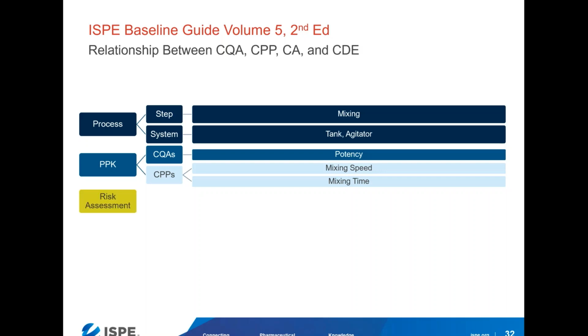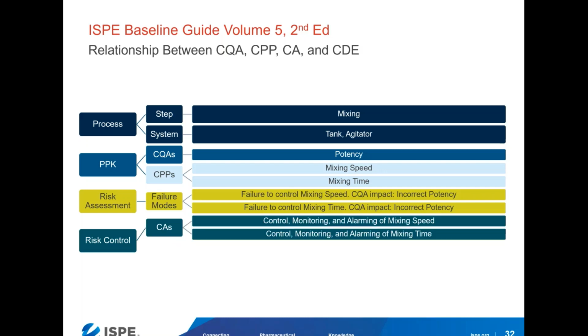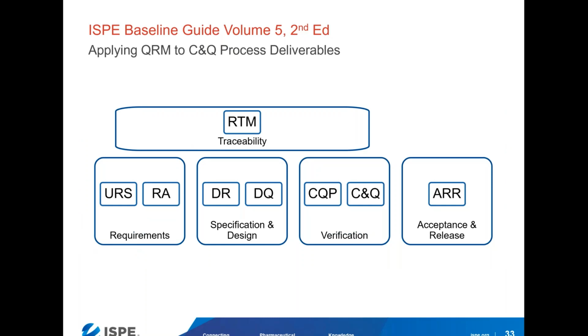We then perform risk assessment, and we identify failure modes for those critical process parameters. So failure to control mixing speed or failure to control mixing time would lead to the same CQA impact, which is incorrect potency. We then apply risk control and identify critical aspects, which are the control, monitoring, and alarming of mixing speed and mixing time. Then we review the design and identify the critical design elements that implement those critical aspects, being the agitator speed controller, speed indicator, speed alarm sensor, and a timer, time indicator, and alarm sensor.